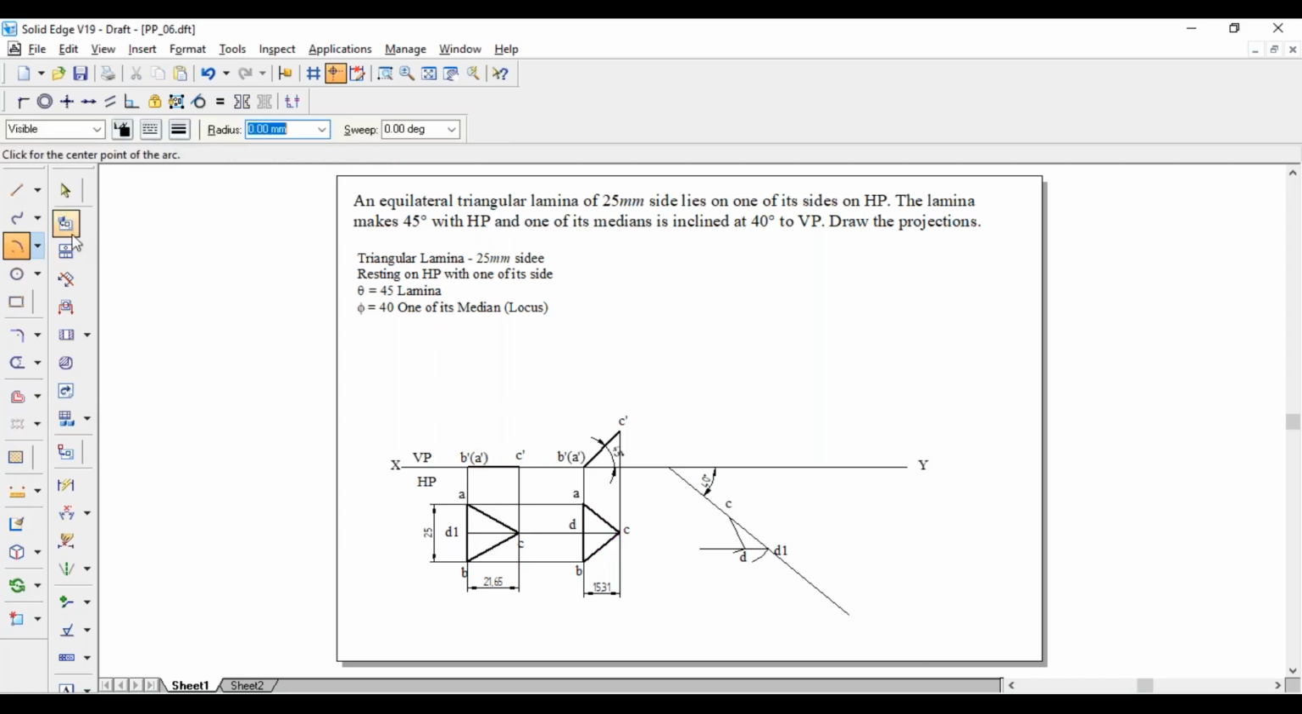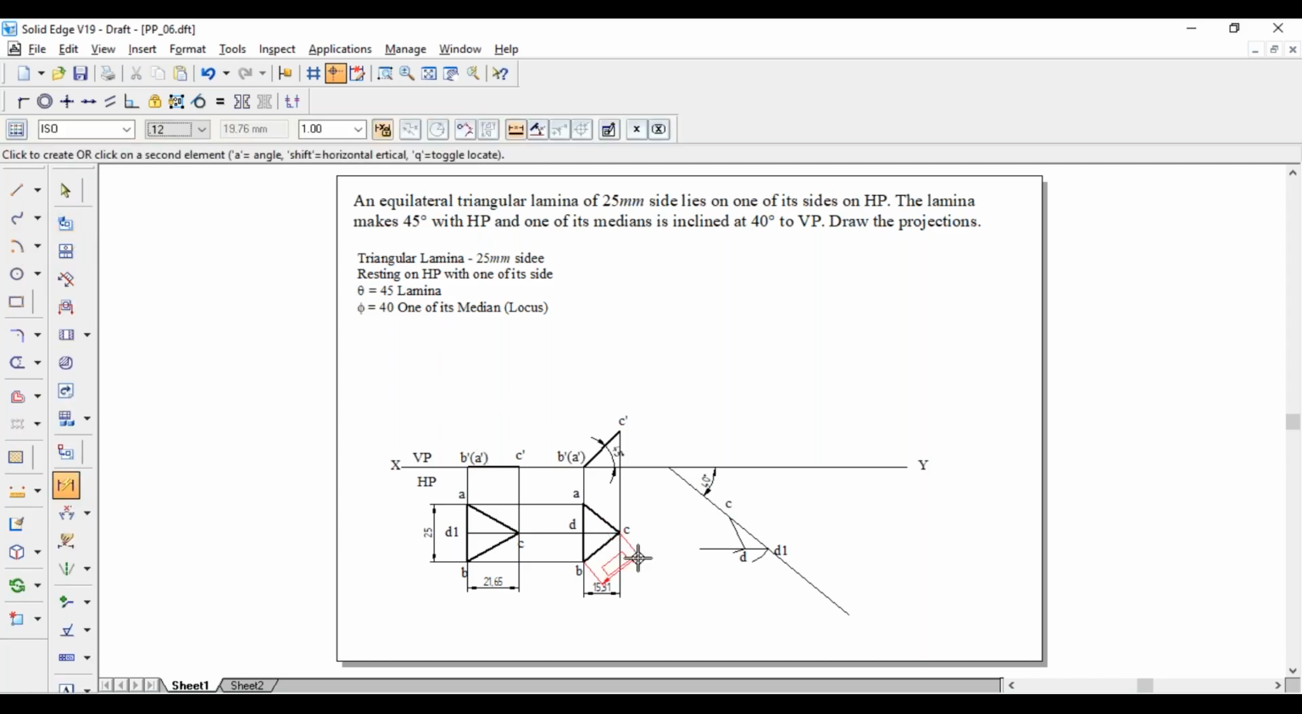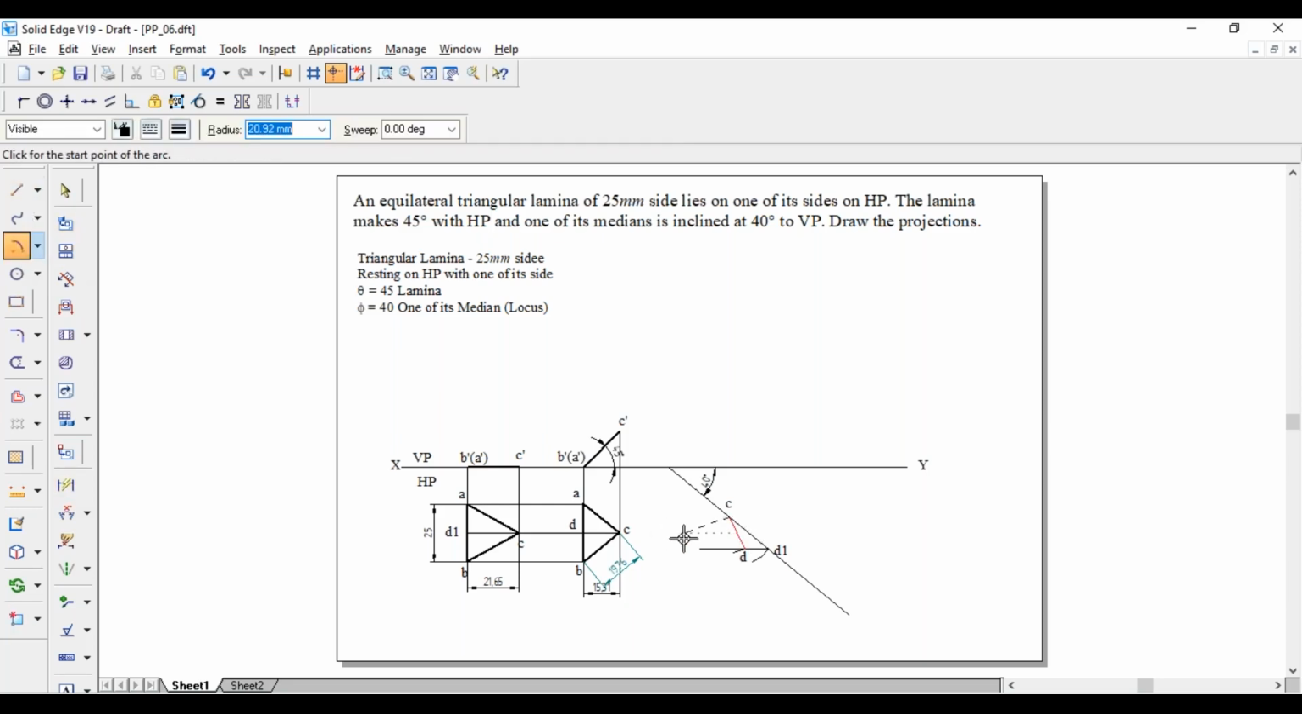So the length of that one is 19.76. From C, I will draw an arc of 19.76 mm radius on this side. Similarly, this side also 19.76 mm radius. So we have drawn an arc for A and B, on both sides of C, like this. The radius will be 19.76 from C.